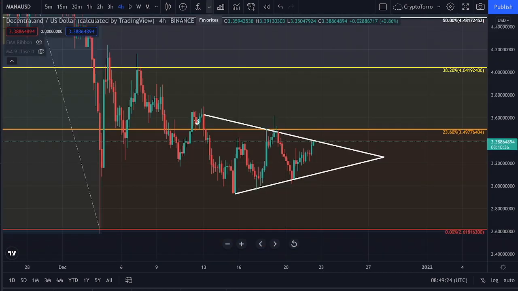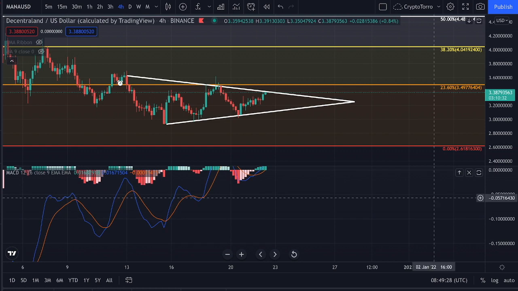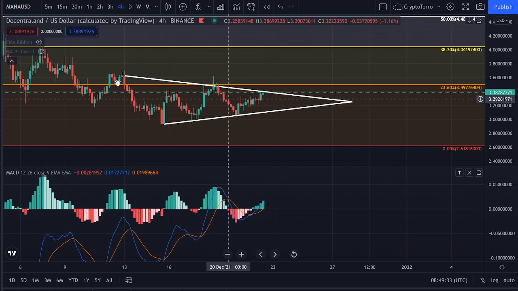And right now I would like to get started with the MACD. What you can see on the MACD is that we already experienced a crossover several hours ago. Therefore, right now we are seeing a continuation of the momentum towards the upside.